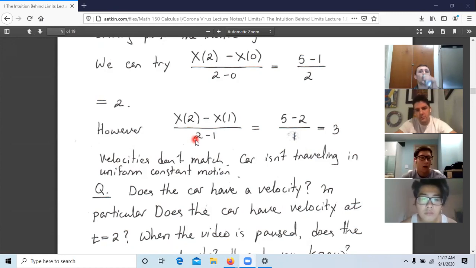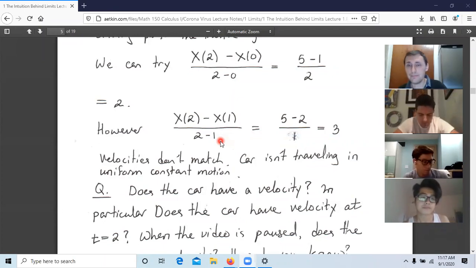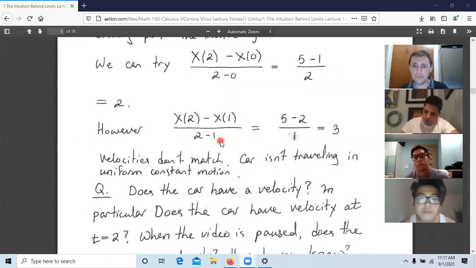No, I think the car has velocity. I think the car has different velocities at different times because it still has to accelerate or decelerate, so speed up. Okay, it has different velocities at different times. I heard another voice. Somebody else was speaking. What was it? Oh, I just said that even if you stop the video, that doesn't mean the car would stop having velocity because it's a video.